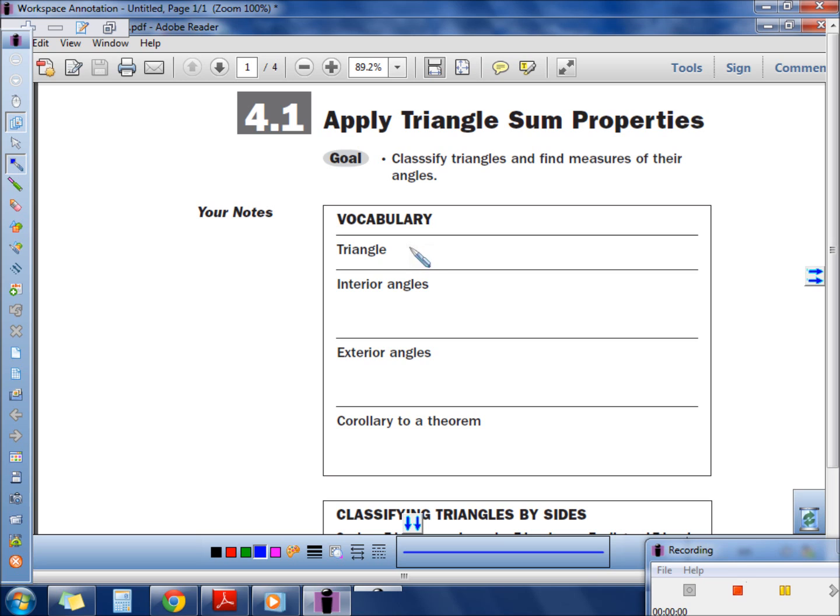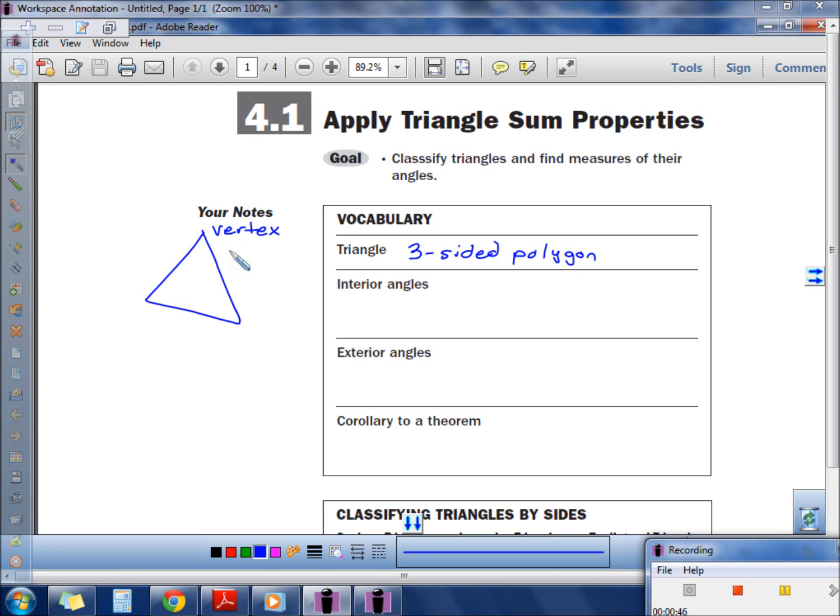Three-sided polygon. That's simple. Three-sided polygon. Typically, they look like this out to the side. This corner, we name it a vertex. The corners are called vertices. A single one is a vertex.